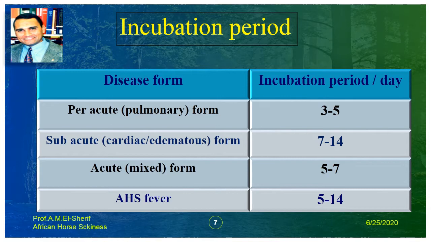Pulmonary or per-acute form, incubation period takes about 3 to 5 days. Cardiac or edematous or the subacute form, incubation period ranges between 7 to 14 days. In the acute or mixed form, the incubation period takes 5 to 7 days, while African horse sickness fever takes 5 to 14 days as incubation period.